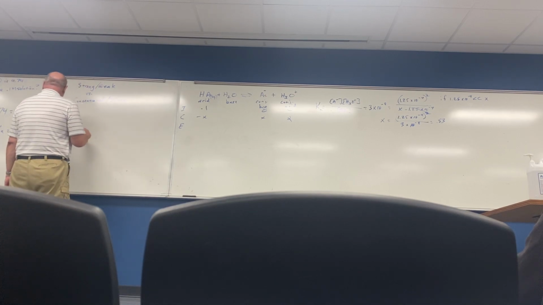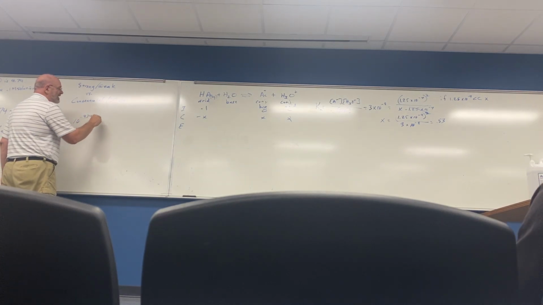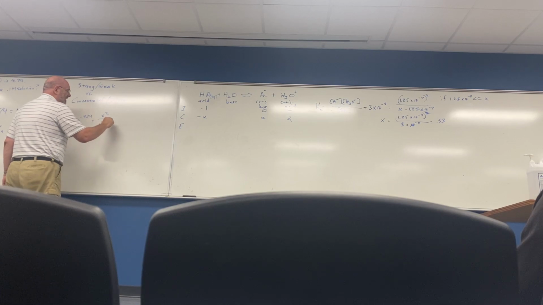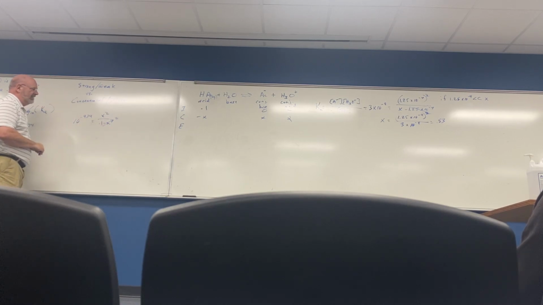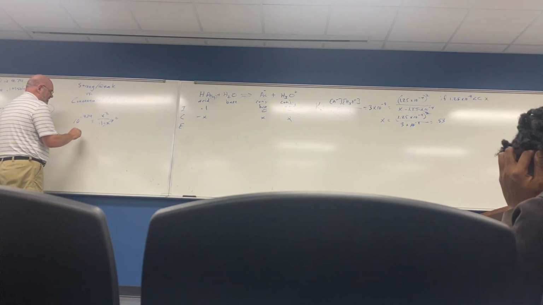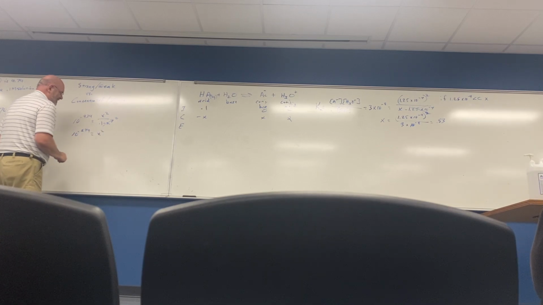So let's see what we have. 10 to the minus 4.74 equals x squared over 0.1 minus x. We're once again going to try to get rid of the x. So 10 to the minus 5.74 equals x squared.